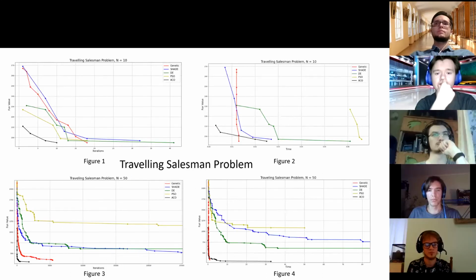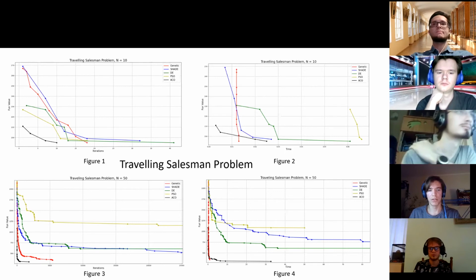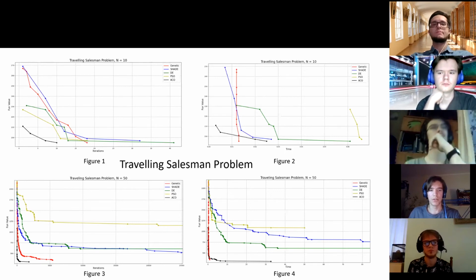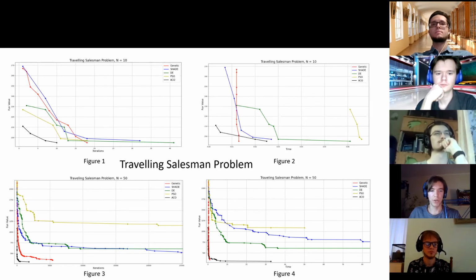And now the most interesting part of our presentation is the algorithm comparison. We tried our algorithms on different problems, and the first problem is the traveling salesman problem, which you all know well. We test dependence on iteration and dependence on time. Dependence on iteration is on figure 1 and figure 3, and dependence on time or machine power is on figure 2 or figure 4, sorry.